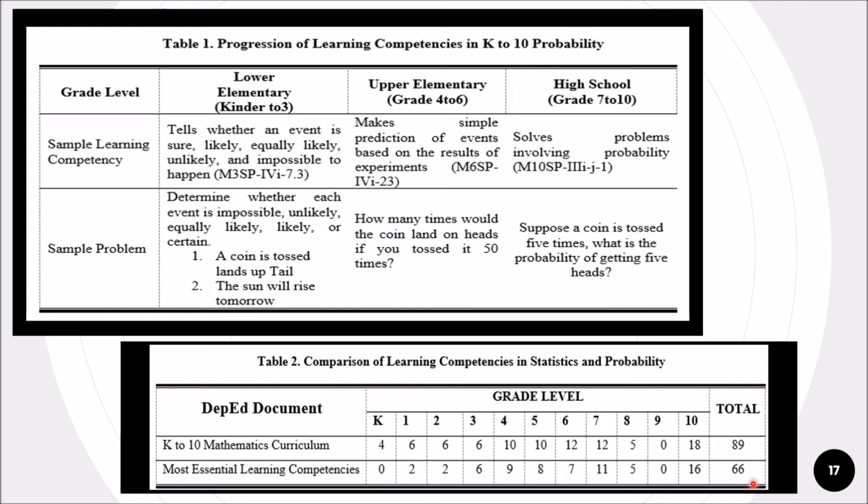It can be gleaned that the overcrowded learning competencies of the K-10 mathematics curriculum were decongested, assuming that this is one of the actions taken to address issues in the basic education curriculum, particularly in statistics and probability. Some of the competencies were removed because of redundancy as one of the main reasons.